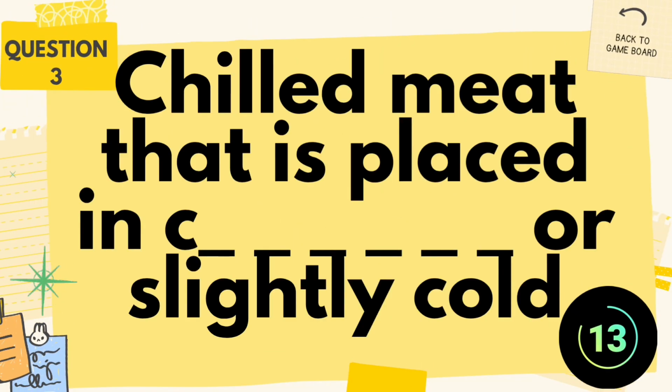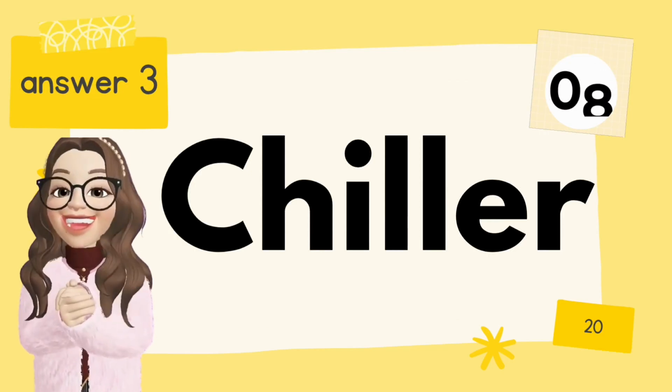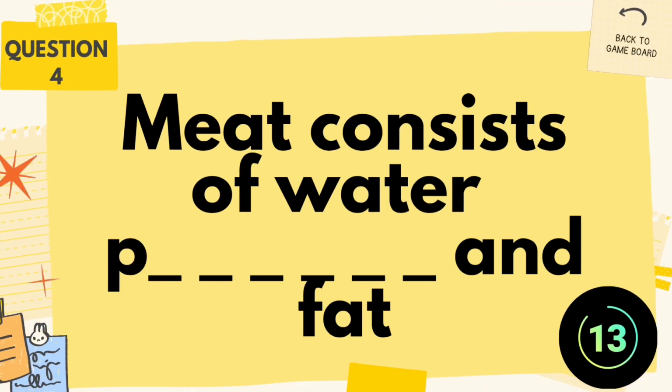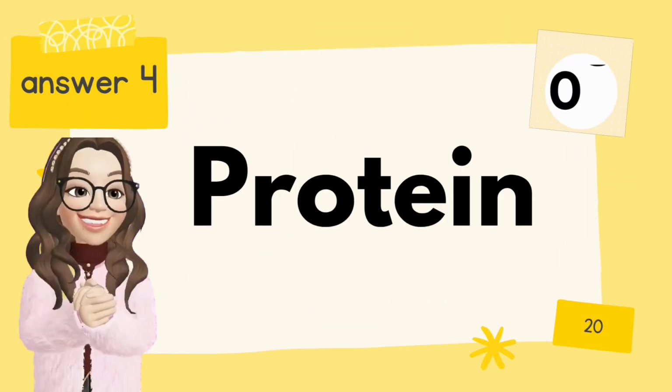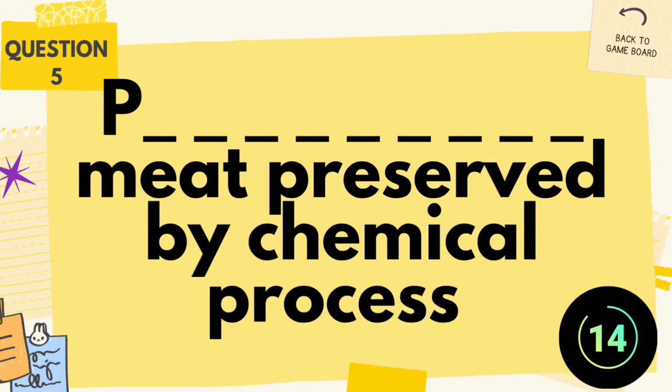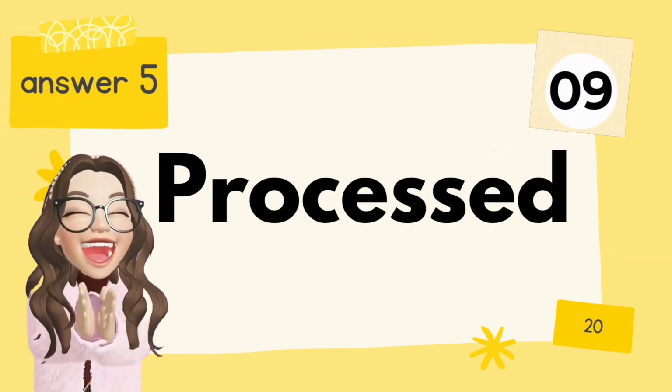3. Chilled meat that is placed in C slightly cold. Answer 3: Chiller. 4. Meat consists of water, pea, and fat. Answer 4: Protein. 5. Pea meat preserved by chemical process. Answer 5: Processed.